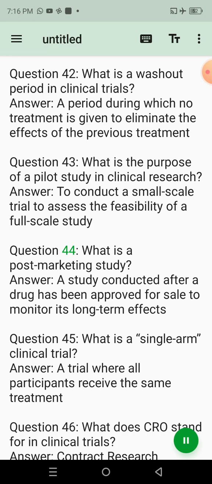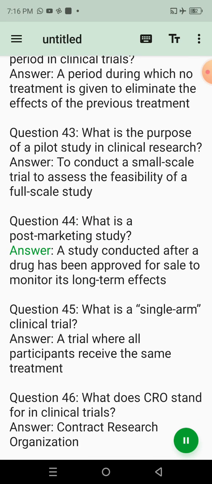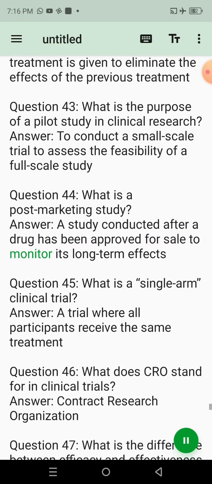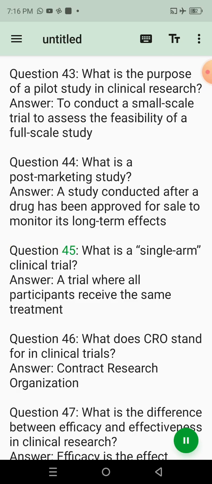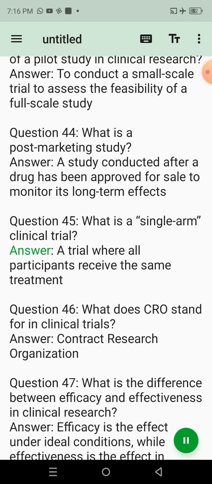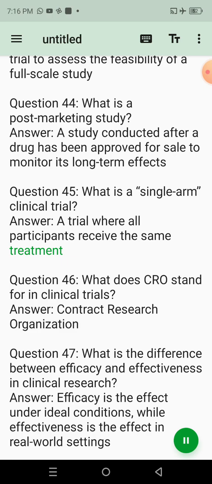Question 44. What is a post-marketing study? Answer: a study conducted after a drug has been approved for sale to monitor its long-term effects. Question 45. What is a single-arm clinical trial? Answer: a trial where all participants receive the same treatment.